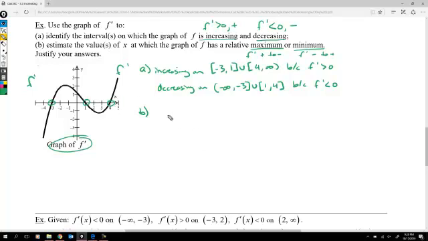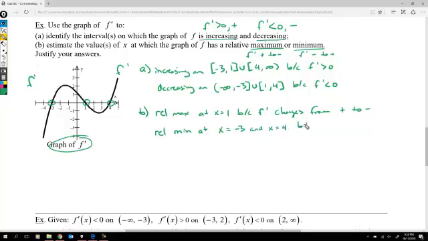Let's talk about my maximum first. I know I have a relative max at x equals 1. My justification would be because f prime changes from positive to negative. And let's talk about my minimum. We'll have two of them. I have a relative minimum at x equals -3 and x equals +4 because f prime changes from negative to positive. So there's my justification, and here are my values.